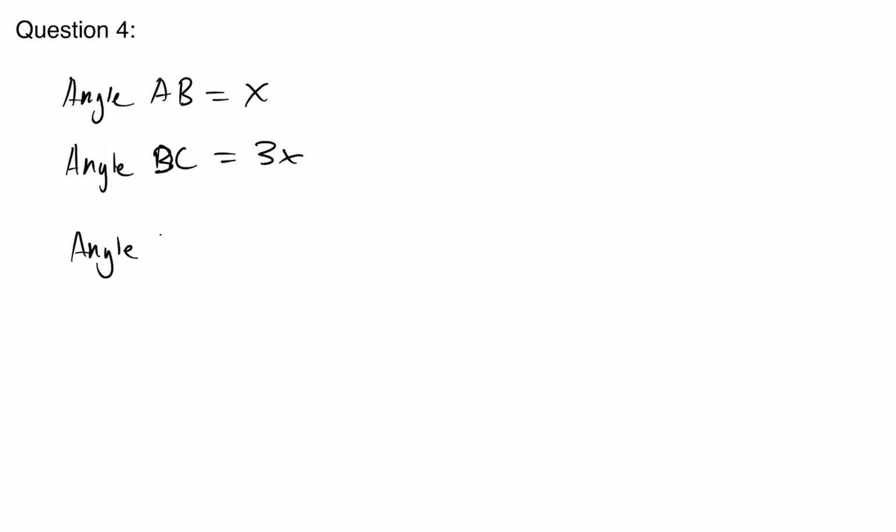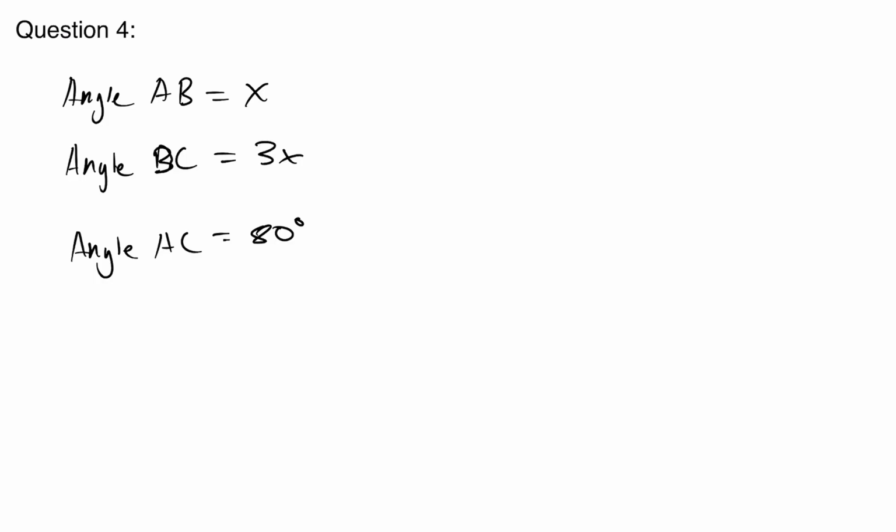And we can even do algebra with this method. So let's say I were to tell you that angle AB is equal to x. And I told you that angle BC is equal to 3x. And I told you to find the total angle of AC. Or no, let's say I told you that the total angle is 80 degrees. Angle AC is equal to 80 degrees. How would you solve for x?